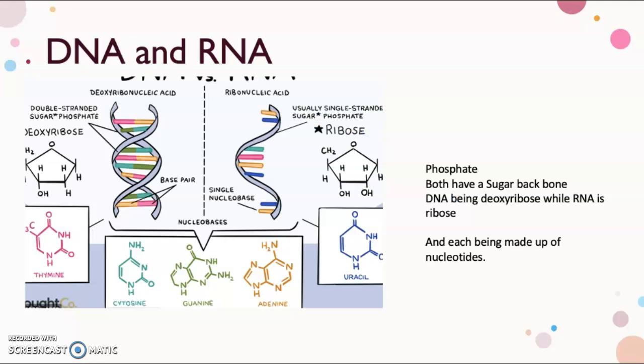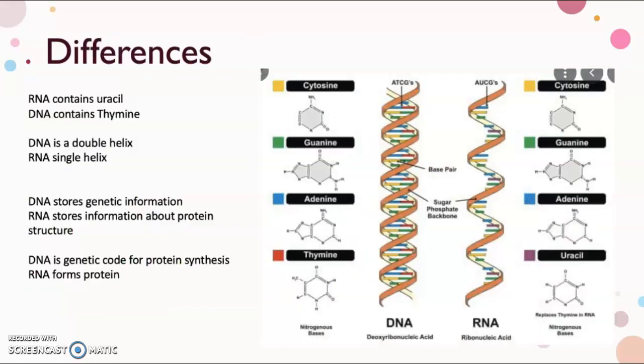So to get started, DNA and RNA have very few similarities, some being that they both have phosphate and they both have a sugar backbone. Now, the sugar backbone in DNA is deoxyribose, and in RNA it's just ribose. Each of these is made of nucleotides, and we're going to get into it on the next slide. There are a lot more differences than you would think there are similarities.